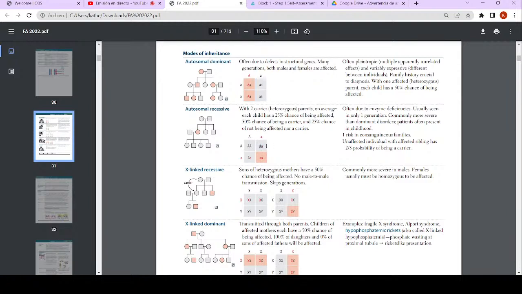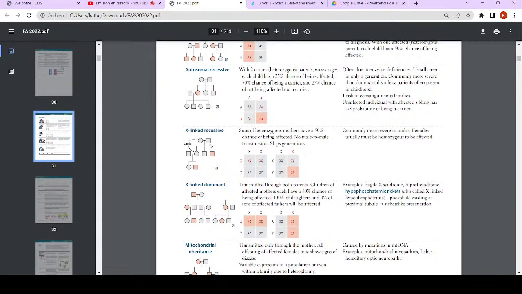Recessive, you need to have both copies of the recessive. The important thing is that with dominant, you just need one copy, so there's a 50% chance of being affected and passing it on to offspring. That's something they ask. But here, if you have two carriers, the child has a 25% chance of being affected, 50% chance of being a carrier, and 25% chance of not being affected or not being a carrier.